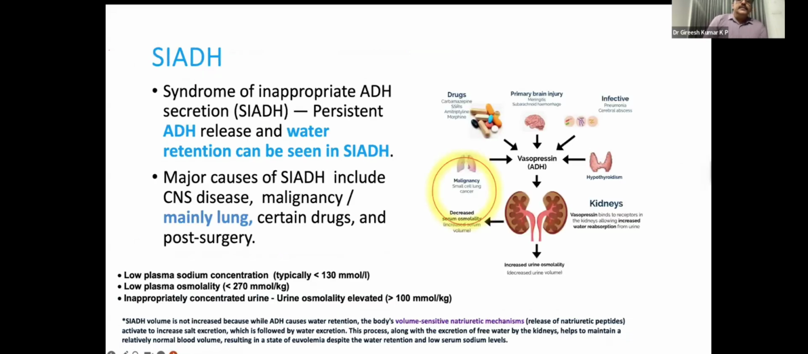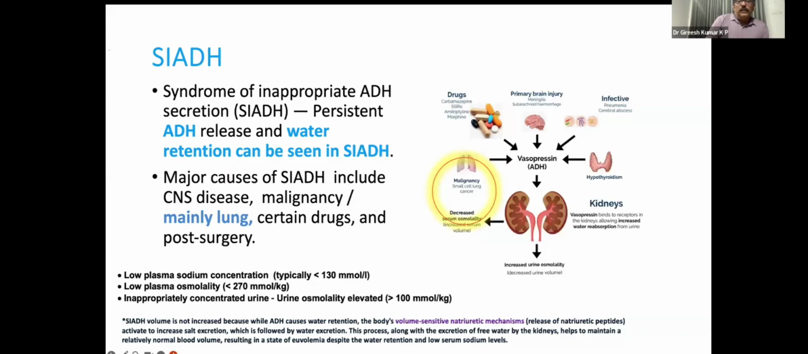Okay. So SIADH is a syndrome where antidiuretic hormone is released inappropriately. Inappropriately doesn't mean that it is an excess production. It is an unwanted production. That is very important. Persistent ADH release, so water retention can be there.